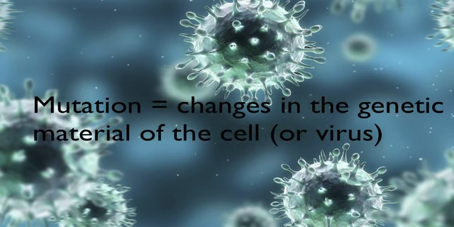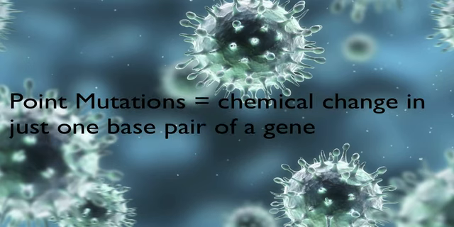A mutation in general is just a change in the genetic material of a cell. And more specifically today, we are going to talk about point mutations. A point mutation is just a chemical change in one base pair of a gene. So we're looking at a mutation on the gene level.